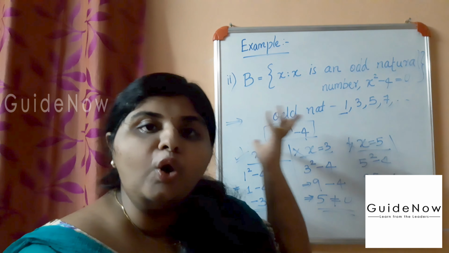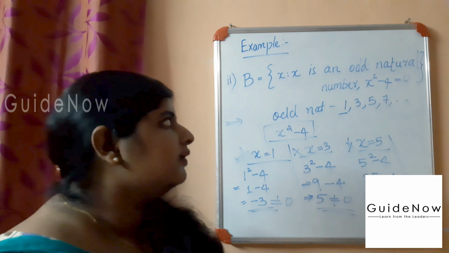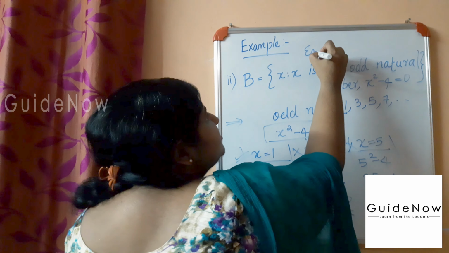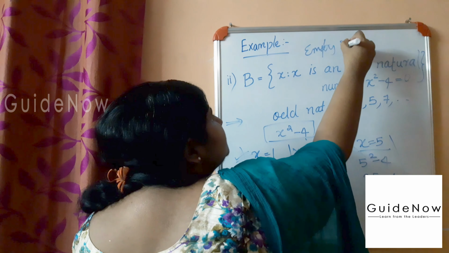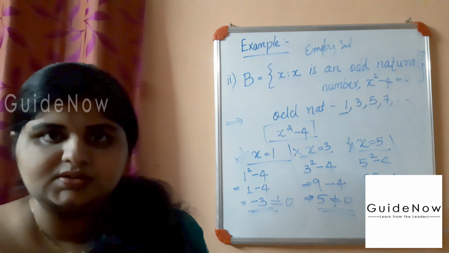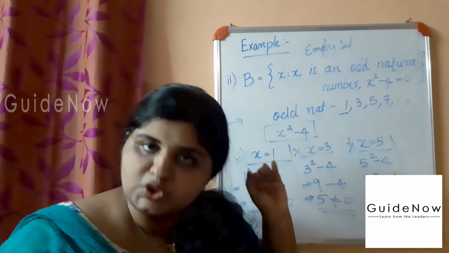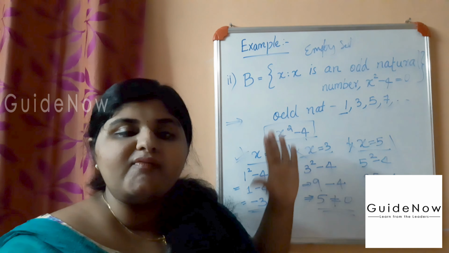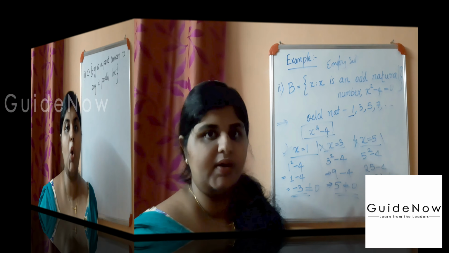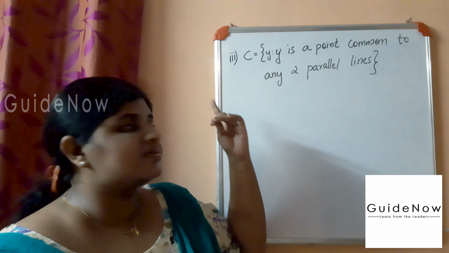Inside the set there are no elements. It is an empty set, with no element satisfying this condition, x square minus 4 is equal to 0. So it has no elements inside the set. Next question, the third question is what?